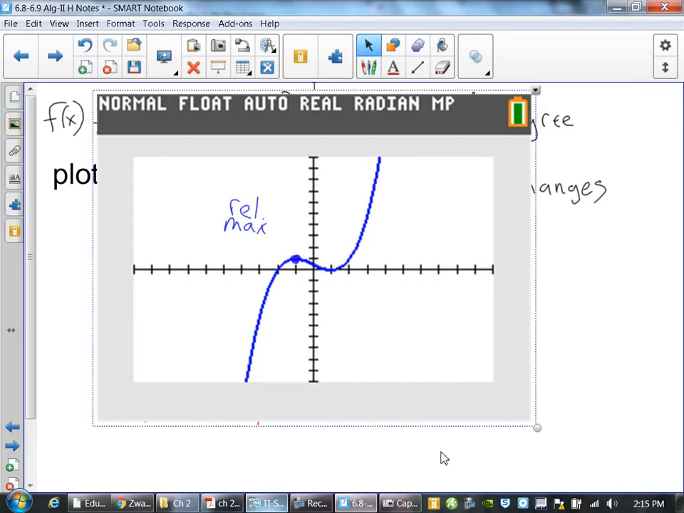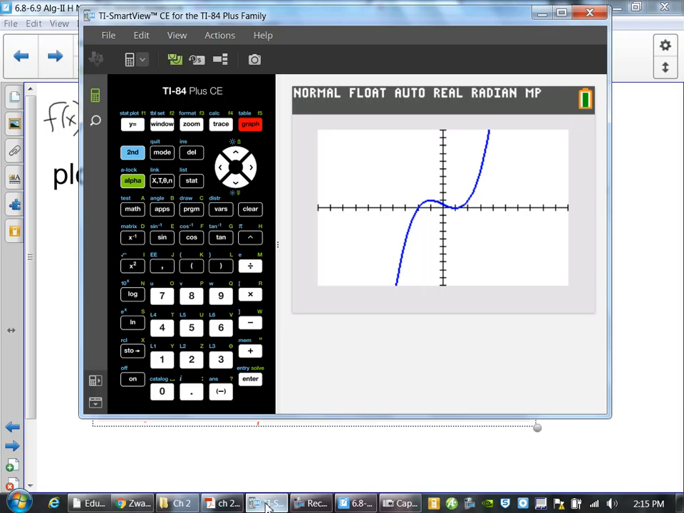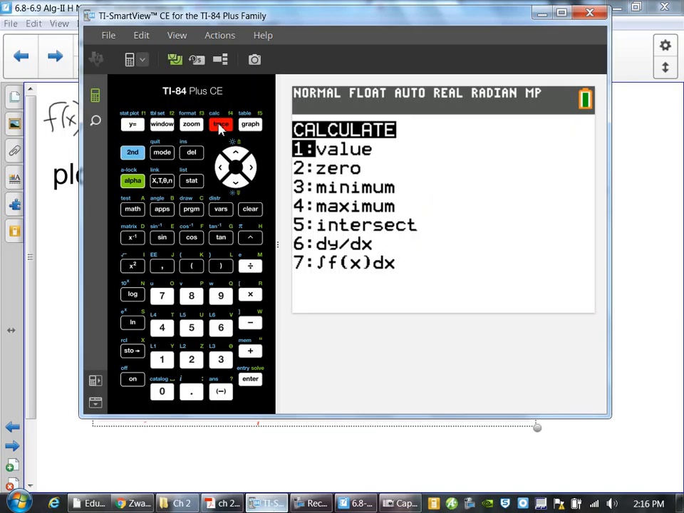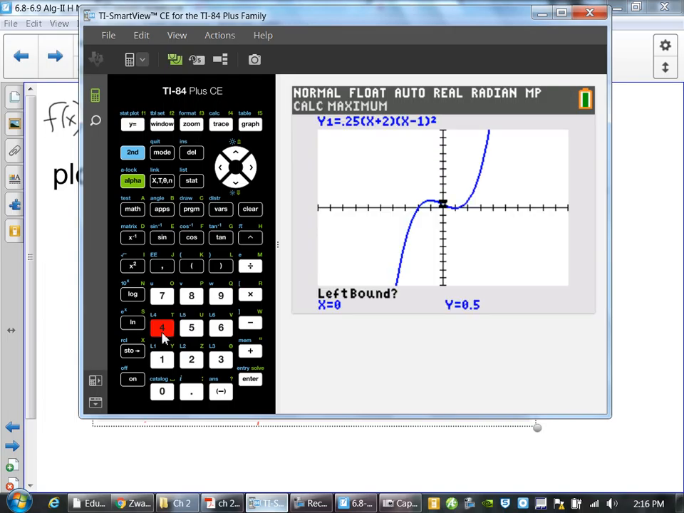In order to find the relative max, we just hit the button on the calculator. I hit second, calculate, number 4, maximum. And what we're going to do is move our cursor. Remember how we did left bound, right bound? Move your cursor to the left of the max point. Move your cursor to the right.